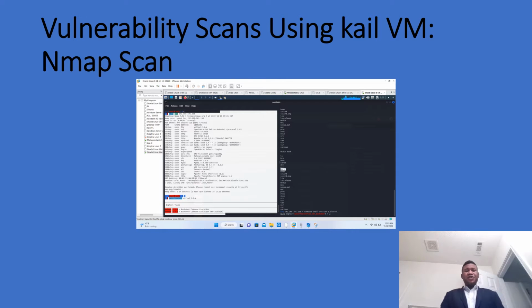Below is a screenshot of a vulnerability scan using Kali VM and the Nmap scan. The Nmap scan against the Metasploitable VM. This screenshot reveals a variety of information, including what services are running and which hosts the services are running on.